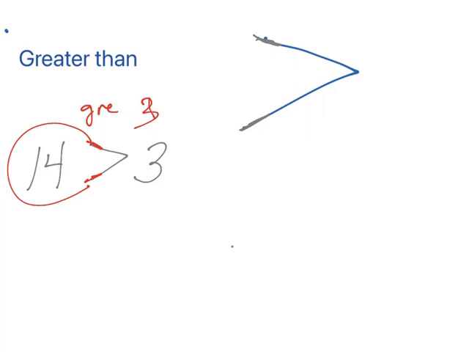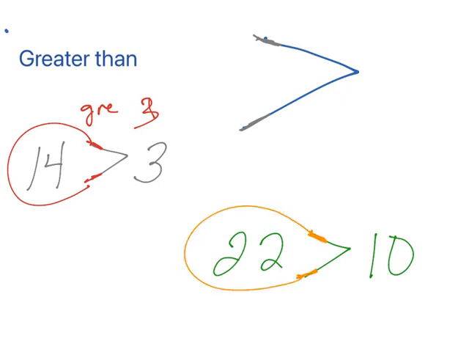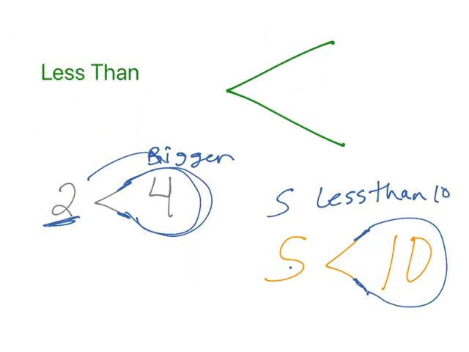Let's do one more. Let's say 22 is greater than 10. The crocodile always eats the bigger number. So if the bigger number is first, we say greater than, because 22 is greater than 10. If the bigger number is second, we would say 2 is less than 4.